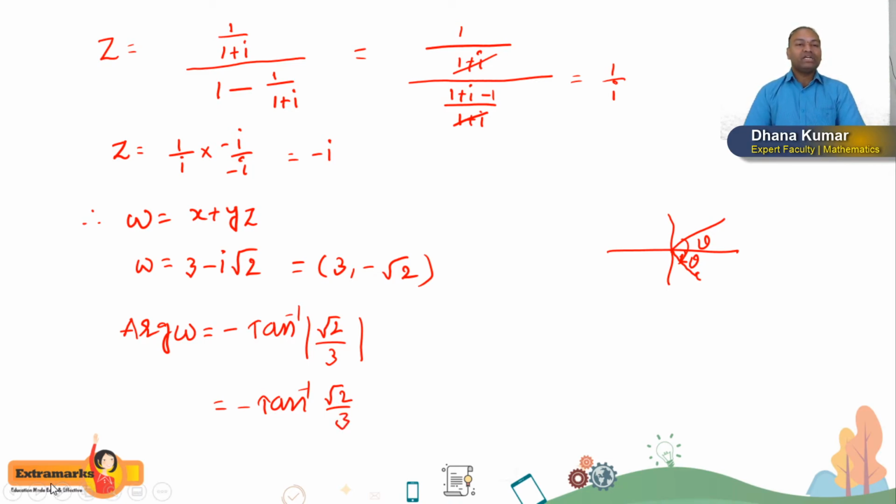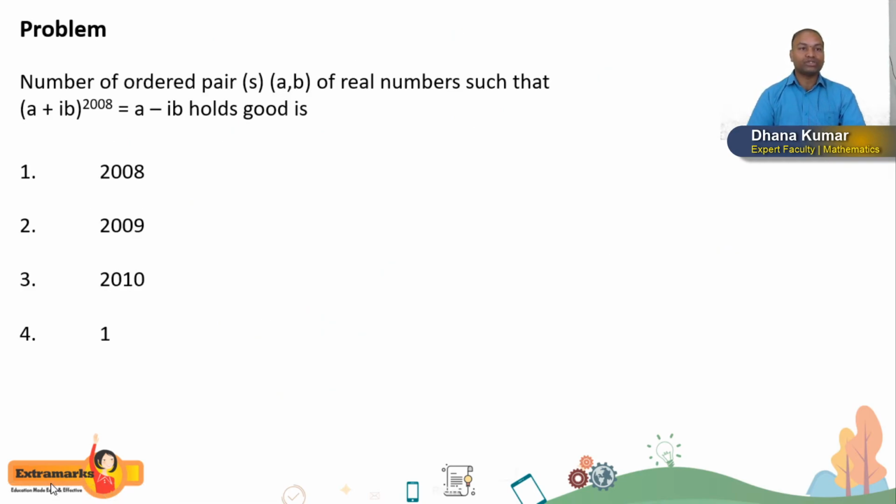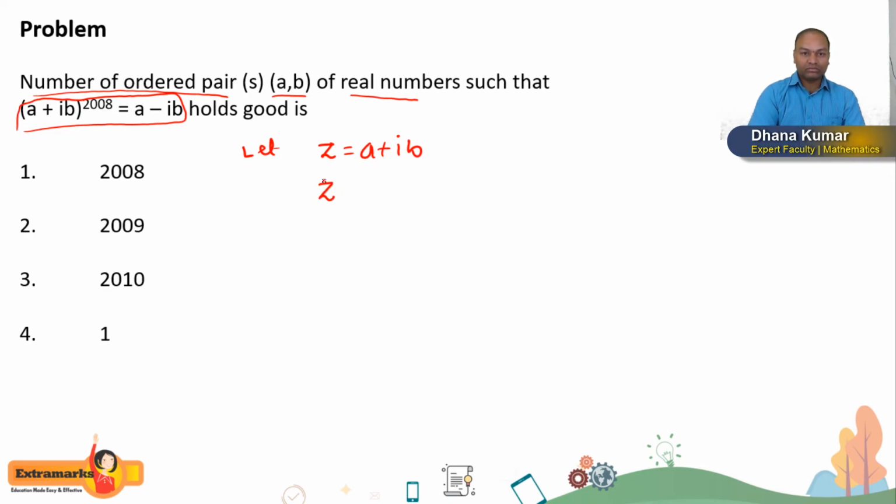Simple question only, but here we used the GP formula for finding z. Understood? Right. Let us come to the next question. Number of ordered pairs (a, b) of real numbers such that (a plus ib) whole power 2008 is equal to a minus ib. Okay. Let us see. I am assuming z is equal to a plus ib. z bar is equal to what? a minus ib.